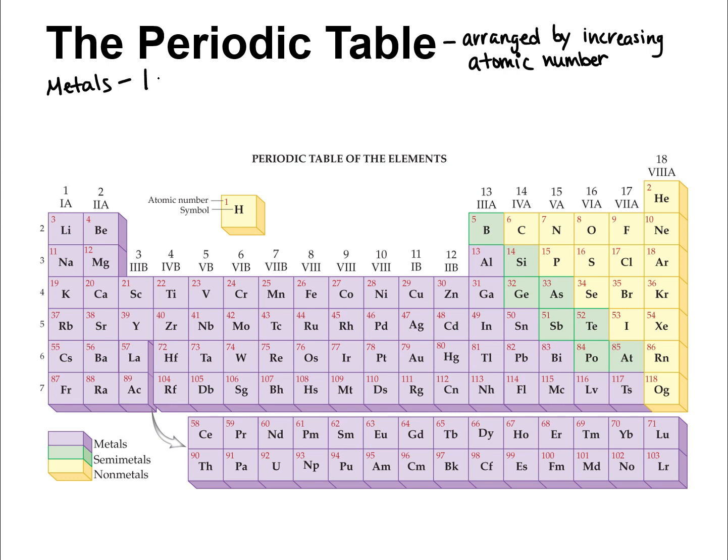The metals are mostly on the left side of the periodic table. And again, most elements are metals. Then we've got semi-metals, which I'm going to leave for last, and non-metals. The non-metals are in yellow, and they're on the right side. The semi-metals are in between.